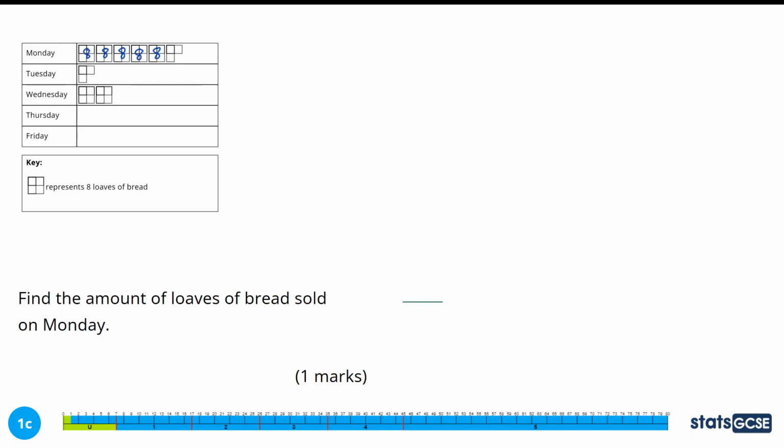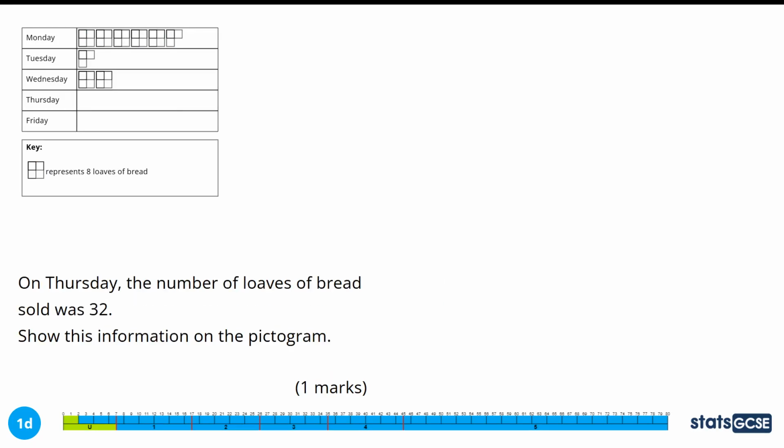Well, there's 4 little squares and they're worth 8 together, so each of them is going to be worth 2, so 2, 4, 6, 8. So we've got 2 here, 2 here and 2 here. 5 times 8 is 40, plus the 6 at the end will be 46.